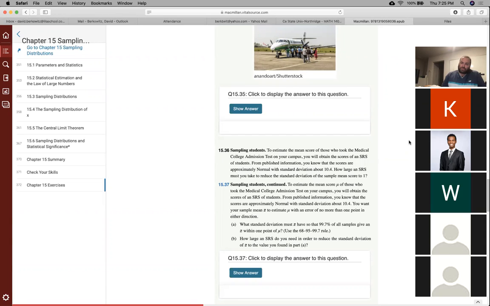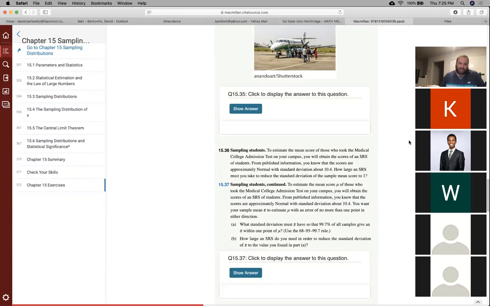I'm going to guess sample. No, population, because we're looking for the sample. We don't have a sample yet, right? Okay, so the published information is about the population. But we're taking a sample. We just don't know the size yet, but we are taking a sample.